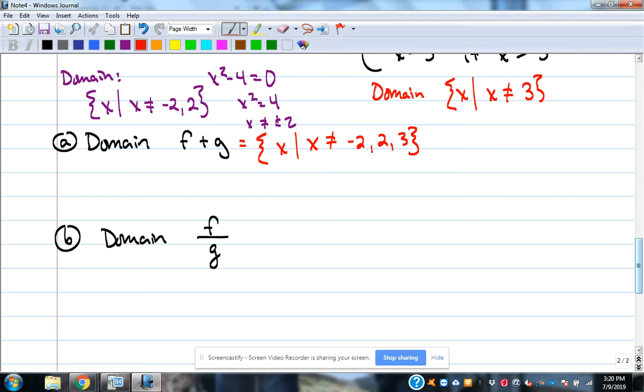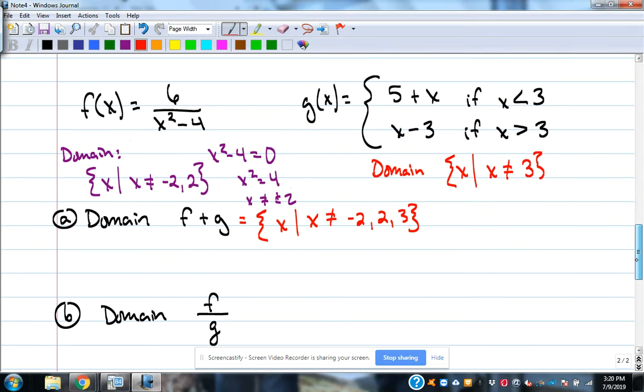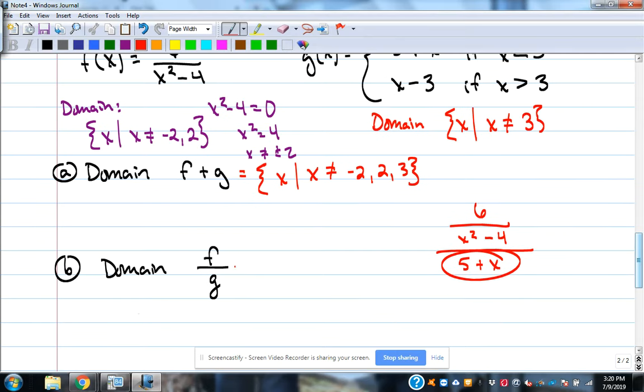Division introduces a little bit more, because we're going to be dividing by these pieces under certain conditions. So if we're going to divide by the 5 plus x, we can't have a 0 in that. You've got to picture what you're doing with that division. You're dividing 6 over x squared minus 4 by 5 plus x. Well, this becomes the denominator in that big fraction, so we've got to know when it equals 0. That would be when x is -5. So one of our values is that x cannot equal -5.